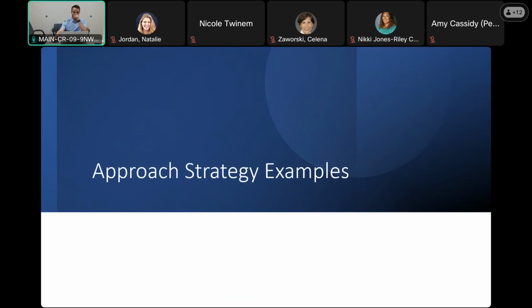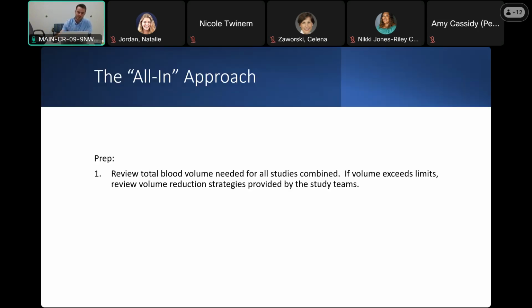So we're going to go through some of the examples. The all-in approach. This is something that we do here. In the morning, we will identify who's eligible for our studies throughout the day. Once we identify and confirm the eligibility, we'll start looking at all the study procedures, see what procedures can be combined, or if it comes to blood drawing and all the studies involve blood drawing, see what the amount is that we need to collect.